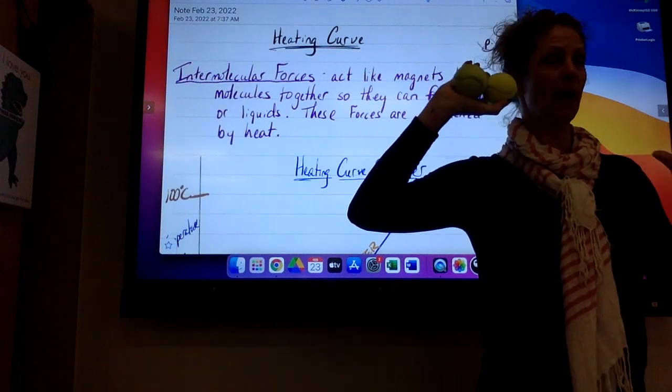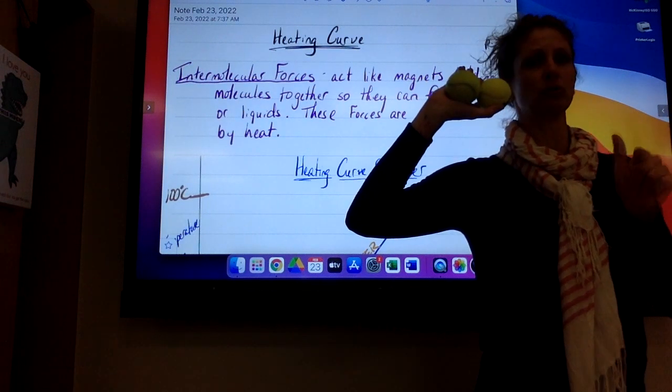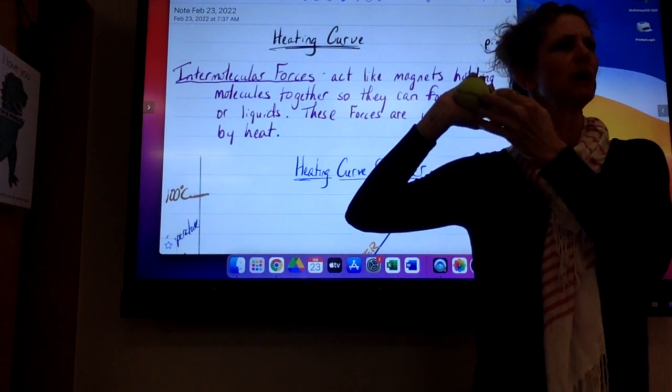Now, it's not true magnets. I don't want you to think of it like that. It's not a true magnetic force, but it's close enough for you to be able to visualize.